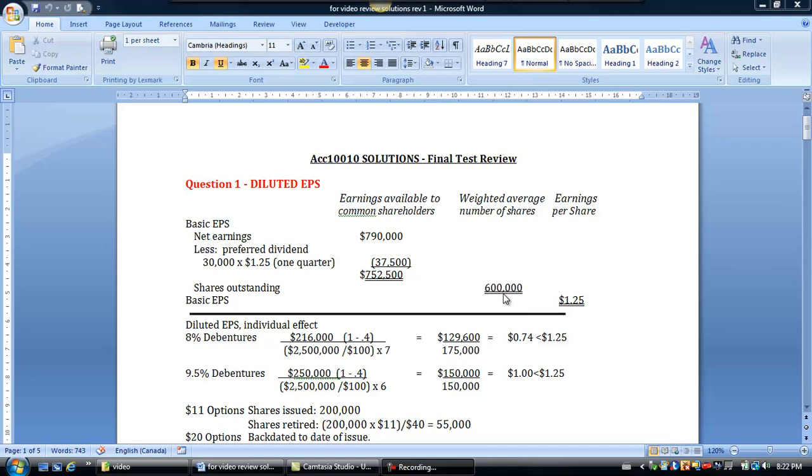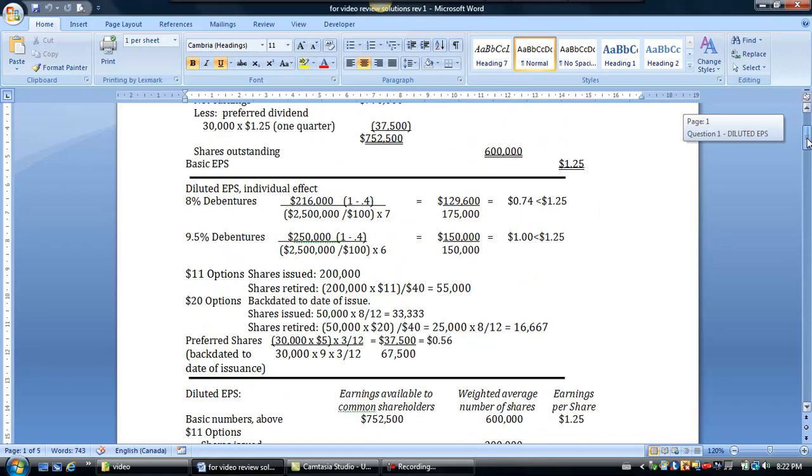So we've calculated that. The next step is going to be to look at each of the securities that we have that are convertible, and we have 5 different securities here. We have the 8% debentures. We have 9.5% debentures, and again, don't forget, debentures are just bonds. We have $11 options, $20 options, and we'll talk a little bit about the $20 options in particular a bit later, as well as preferred shares that are convertible to common.